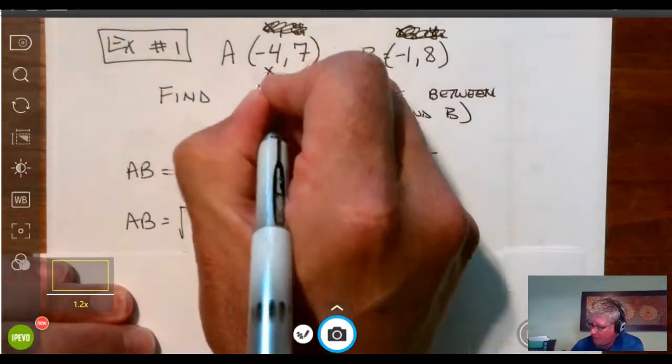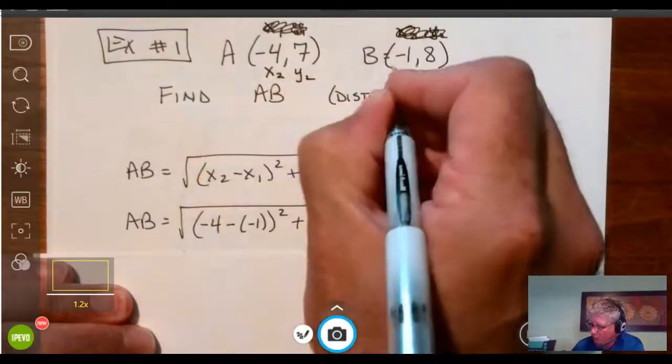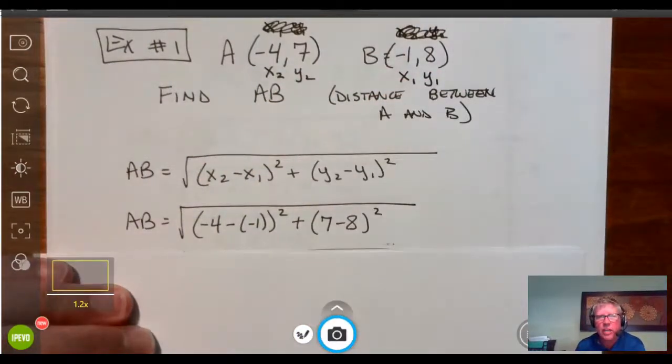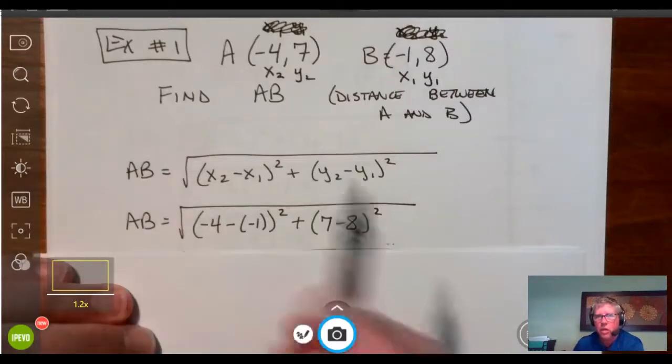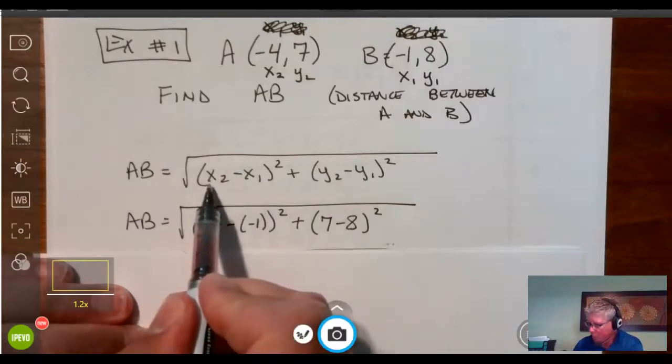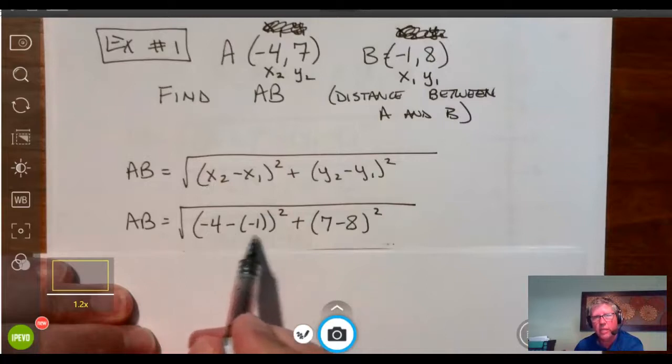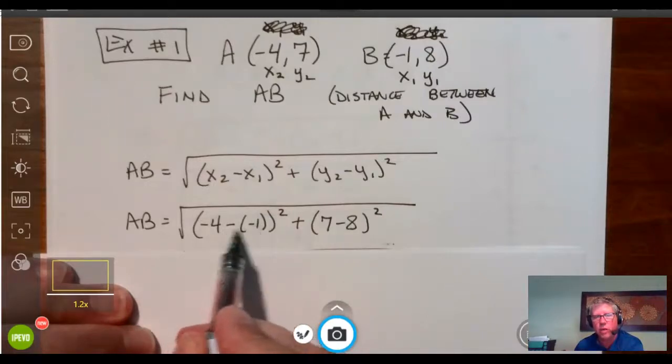I'm going to make this x2, y2, and this x1, y1. Can you really do that? Yes, absolutely. As long as you just label it and then be consistent. So this is -4 and -1. So you see how I write -4 minus, and then in parentheses a -1. This is where people go wrong right here, so be careful.